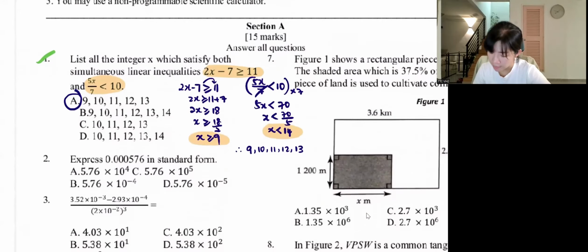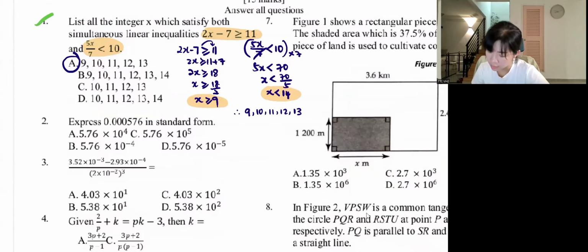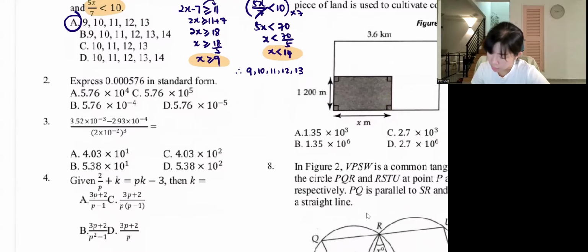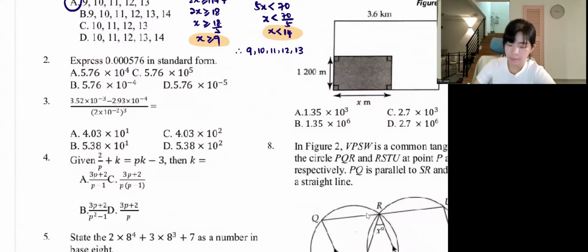Understand? Okay, I'm going to skip number 2. Nothing much to discuss. 2, 3, no need. Okay, number 4. This one.